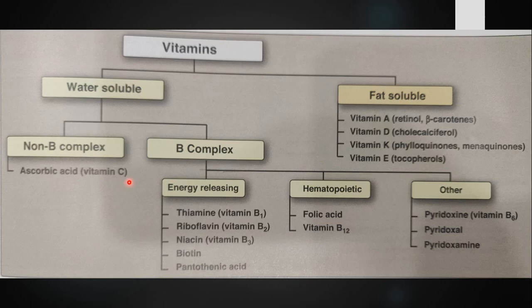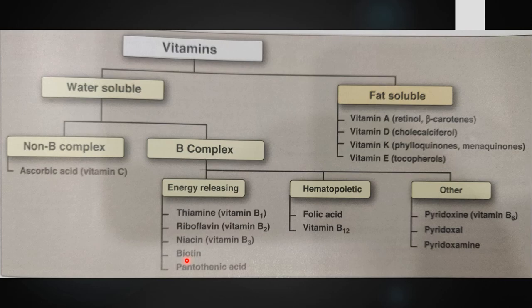Now coming to the B complex group, you see in this diagram, there are about 9 to 10 vitamins coming under the heading of the B complex. Number 1, thiamine, also known as B1. Thiamine is B1. Riboflavin, vitamin B2. Then number 3, niacin, vitamin B3.